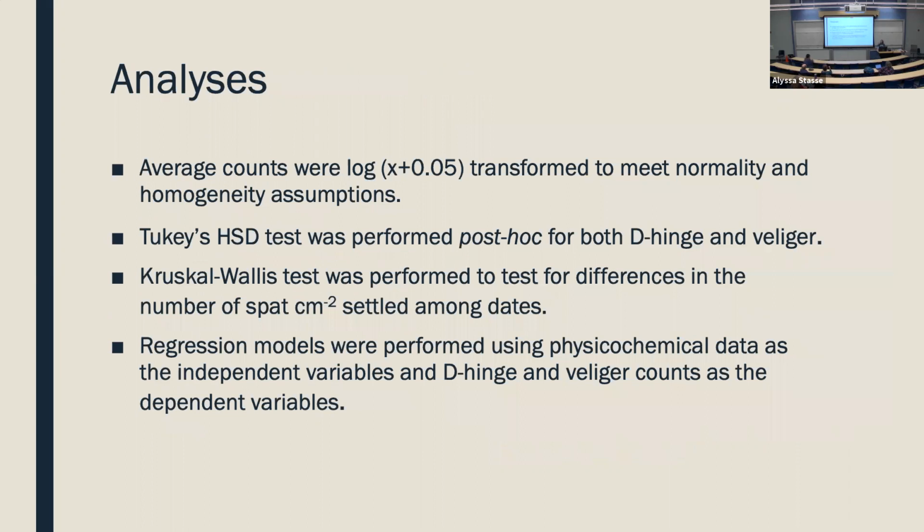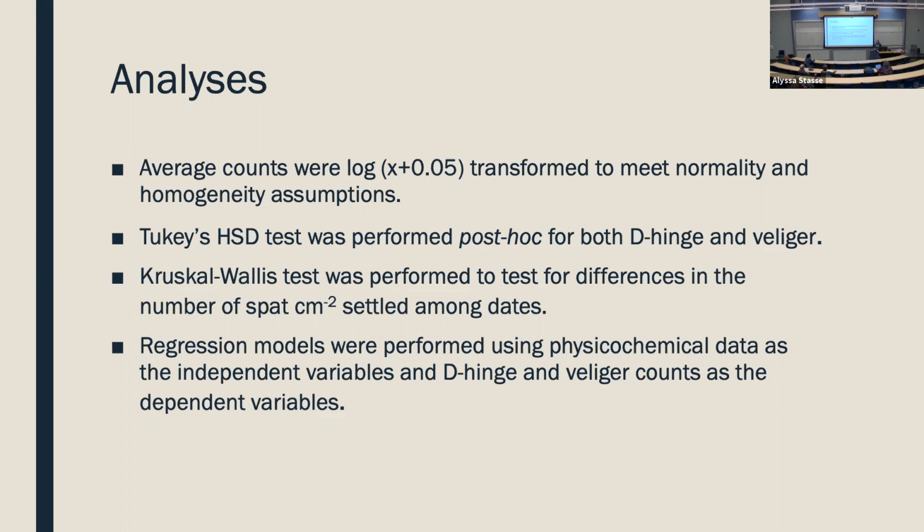So when I was looking at the data, I realized that my data was not normally distributed, and I wanted to try to get it normally distributed. So what I did was use a log(x + 0.05) transformation, and I found that that did meet the assumptions for normality and homogeneity. So then I ran ANOVAs between the sites to see if there were any differences between the sites. After that was done, I ran a Tukey's test to see differences between the sites and the dates, to see if there were any differences across the dates.